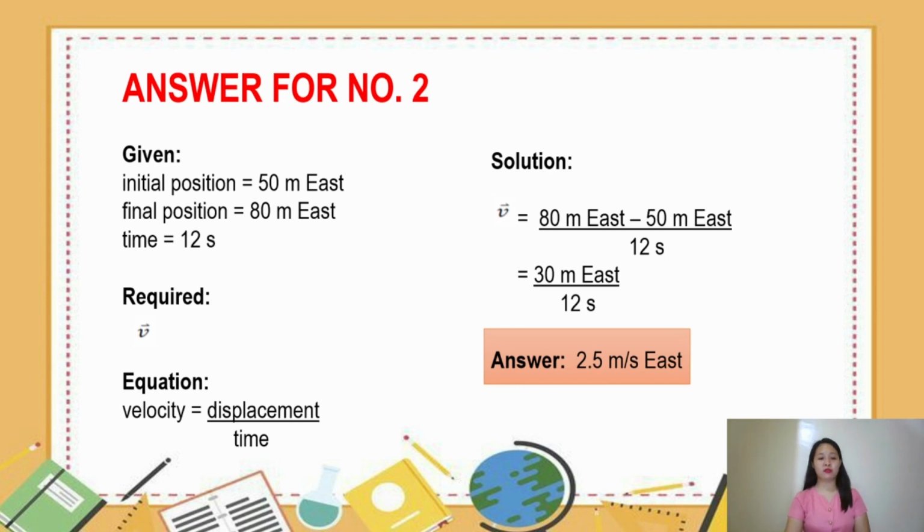For the solution, velocity is equal to, we need to subtract the value of the initial position from the final position for us to determine what is the displacement. So 80 meter east minus 50 meter east is equal to 30 meter east. And the value of time is 12 seconds. So 30 meter east divided by 12 seconds, the answer is 2.5 meter per second.